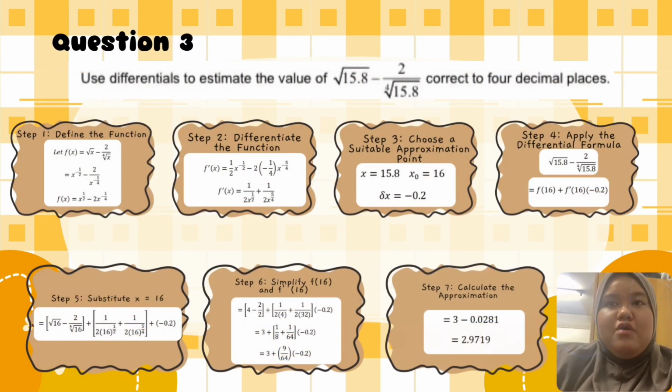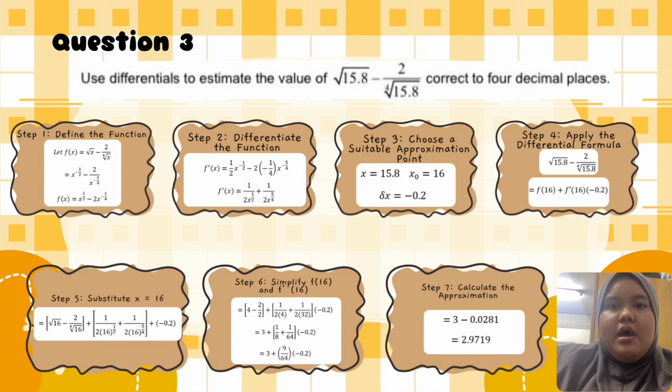Question 3. I will use differentials to estimate the value of square root 15.8 minus 2 over the fourth root of 15.8. So first, I define the function and write it using indexes so that it is easier to differentiate. Second, I use the power rule to find the derivative of the function. And third, since 15.8 is close to 16, I choose 16 as my approximation point. The change in x is negative 0.2.